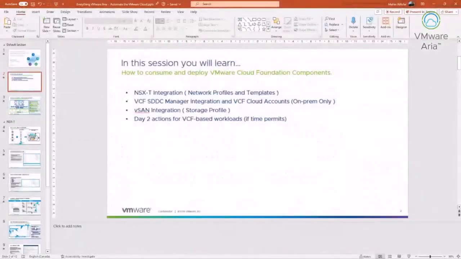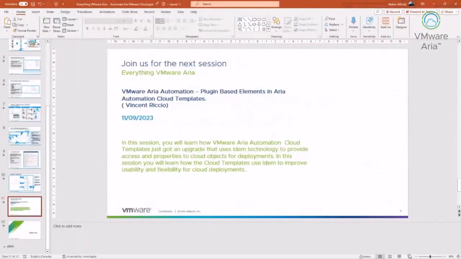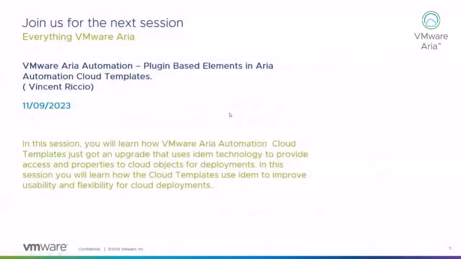All right, we're on time. And this would be the end of this session. Make sure to join us for the next session on everything VMware Aria with Vincent Riccio about the plugin based elements in Aria automation cloud templates. The plugin based elements use the IDEM open source project to allow a wider support for deploying workloads and public cloud objects like S3, for example, and a lot more on different public clouds like GCP, AWS, and very soon Azure in the November release. That will be on November 9th, 2023.